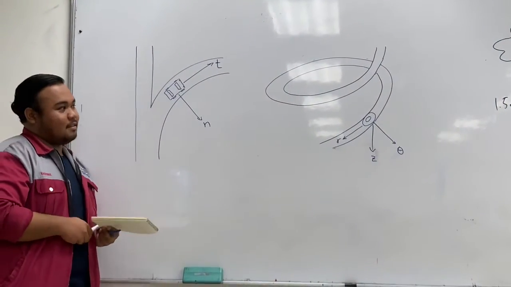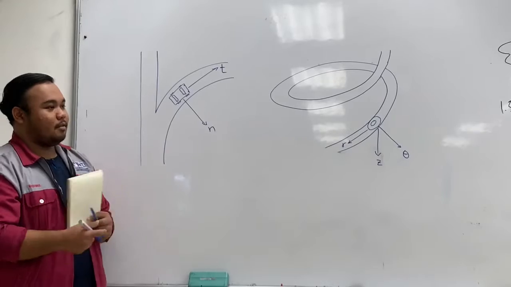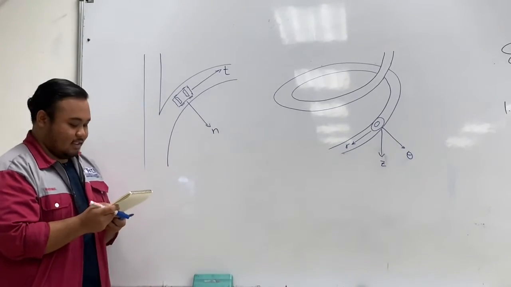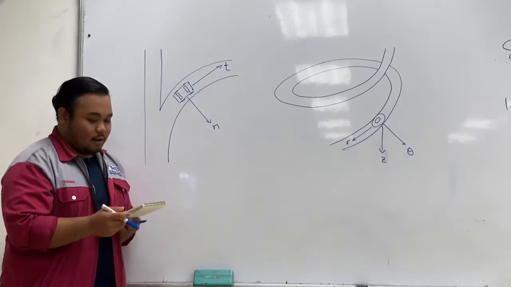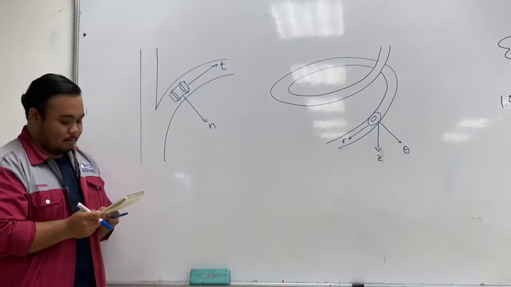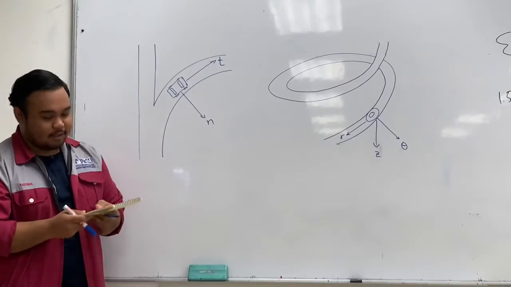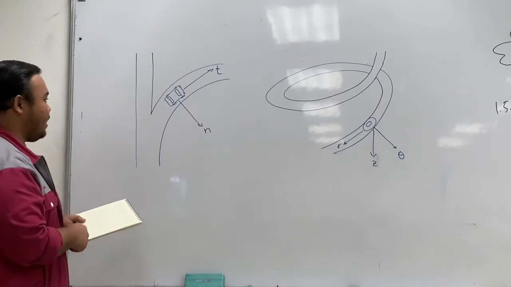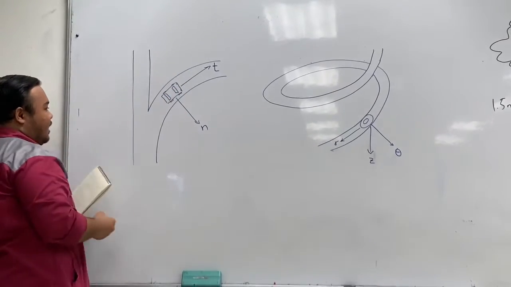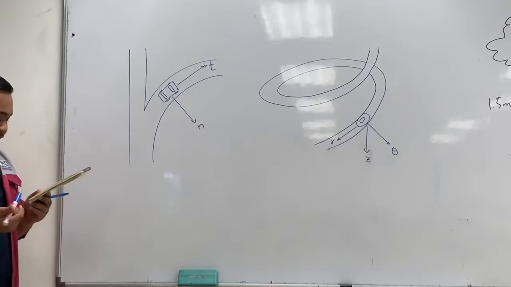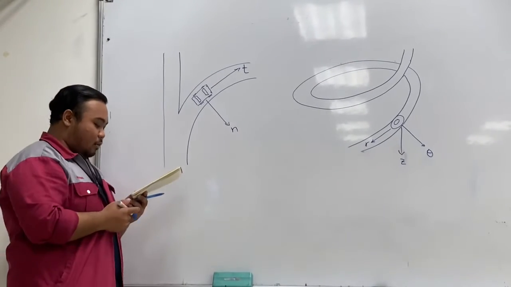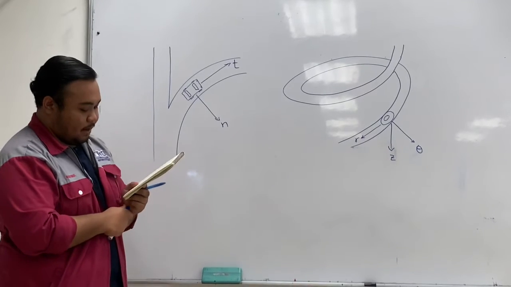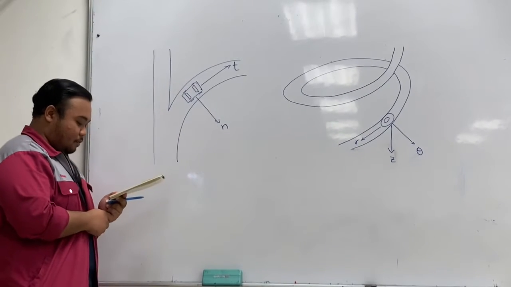Okay, the next axis that we are going to analyze when solving a dynamic problem is the normal and tangential axis. When a particle moves along a curved path, we can use the normal and tangential coordinates to analyze the particle. First, establish the coordinates and draw the free body diagram. These are the coordinates and the free body diagram. The particle's normal acceleration always acts in the positive direction. Next, we can identify the unknowns, then apply the equation of motion.